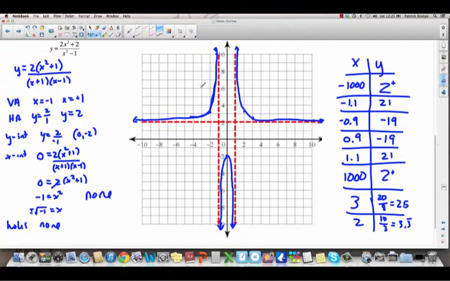There you go. That is your rational functions. Quite a bit of work to graph them, but if you follow the steps and then use your table of values, you'll get it. Remember, it doesn't have to be exact. We just want to get kind of ballpark shapes. Good work, everyone.